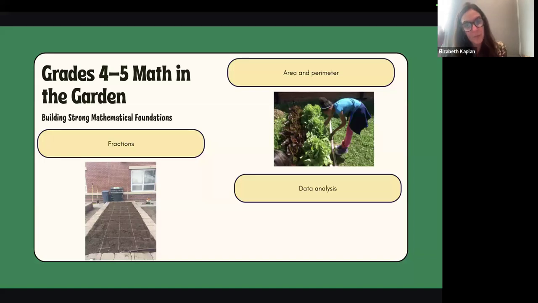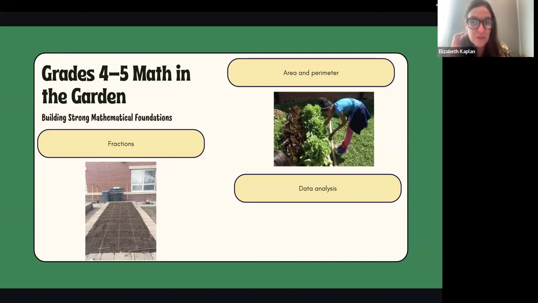Geometry gets much more complex for fourth and fifth graders. We have angles, area, and perimeter. You start in fifth grade to talk about volume. The first unit of sixth grade typically is surface area. So geometry starts to become more important in these upper grades, and there's a ton of geometry to do in the garden.